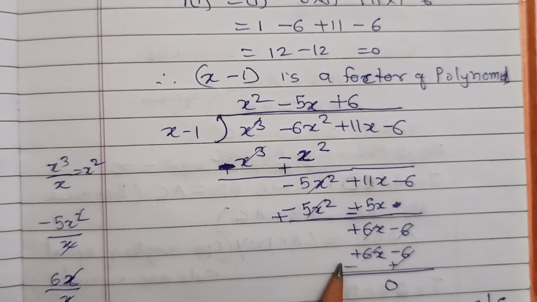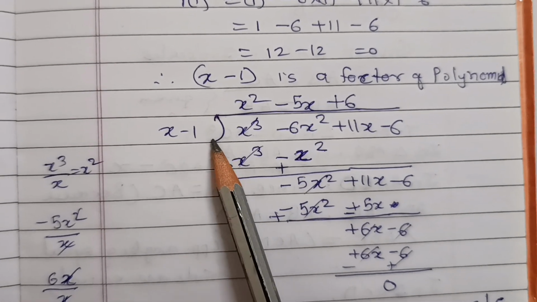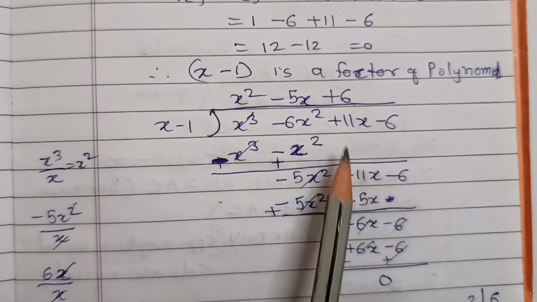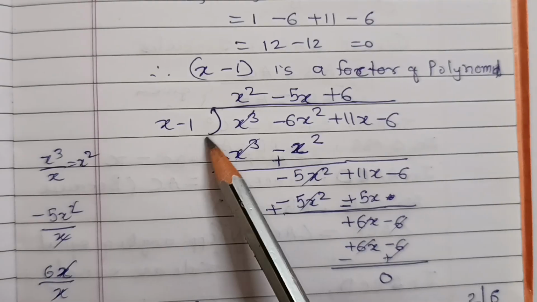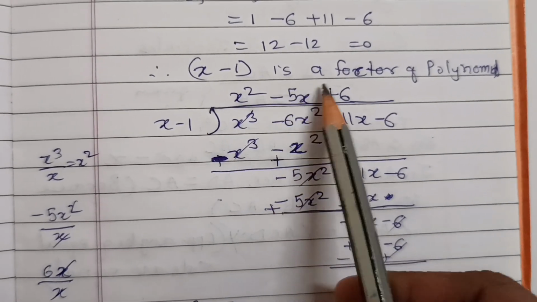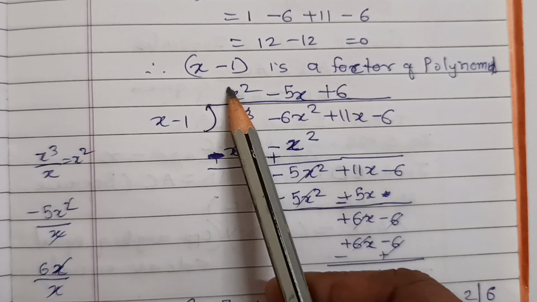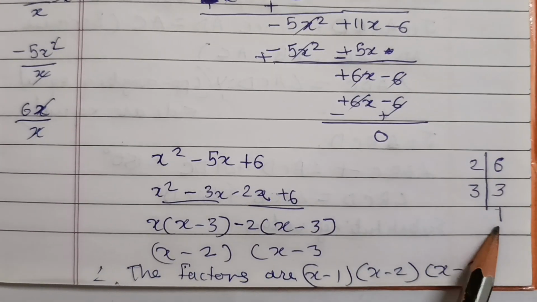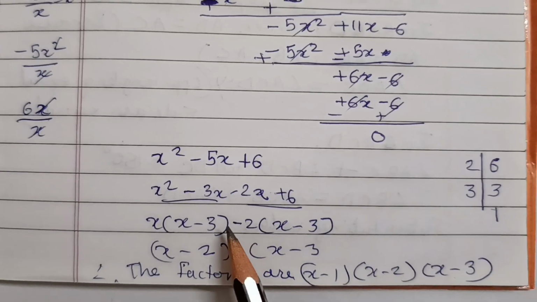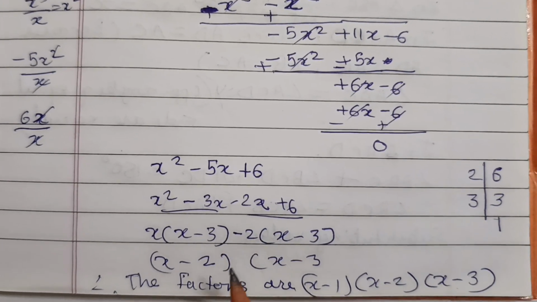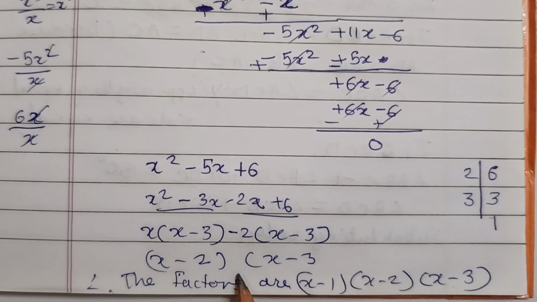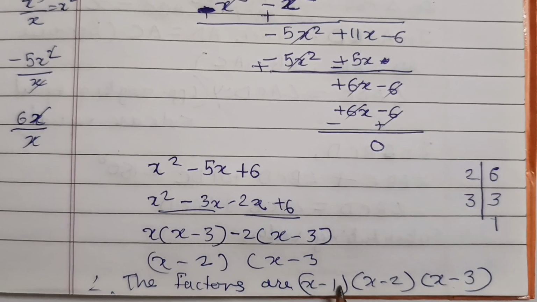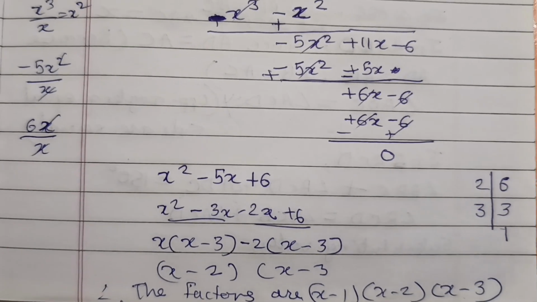I have done long division taking x minus 1. Here I got the quotient x square minus 5x plus 6 and remainder is 0. So one of the factors is x minus 1. Now we have to find the factors of this quotient. First I found the factors of 6, that is 2 into 3, and using the splitting the middle term method, I got the factors x minus 2 and x minus 3. So all three factors are x minus 1, x minus 2 and x minus 3.